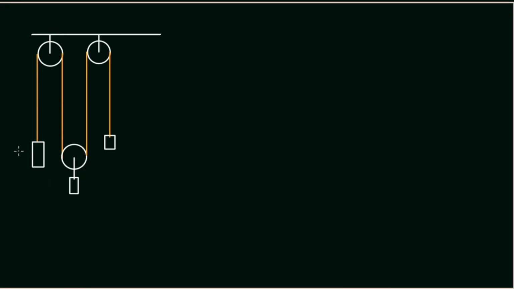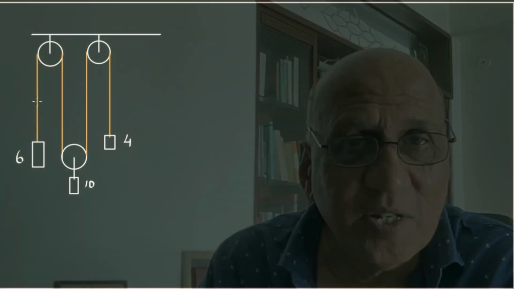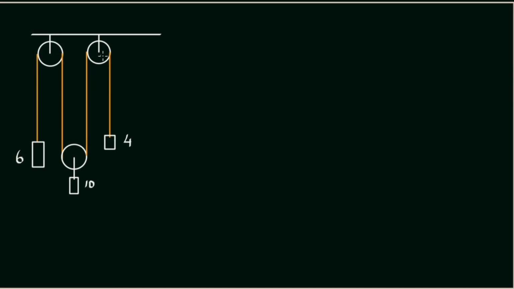Supposing the masses are 6 kg, 10 kilograms and 4 kilograms. Now the three pulleys are massless and the rope is also massless, so the tension in the rope is the same everywhere. It's a single rope that goes from the 6 kg, goes over, comes under and goes over like that. And the central pulley, which is also massless, is free to move up and down.